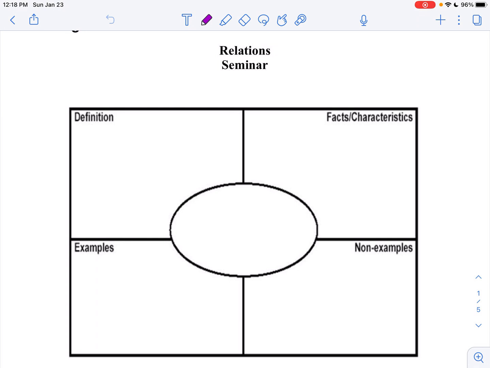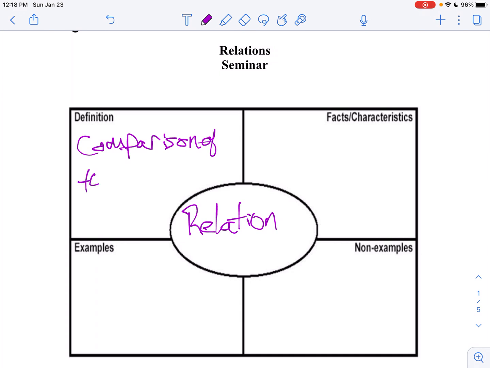Let's get started with our first vocabulary word, which is kind of a big one. So we're going to make a firm model to show the relationship here. Because it's a relation. Now, the definition of a relation, it's any comparison of two things. Because in a relationship, there's two people, so a relation has to have two things.